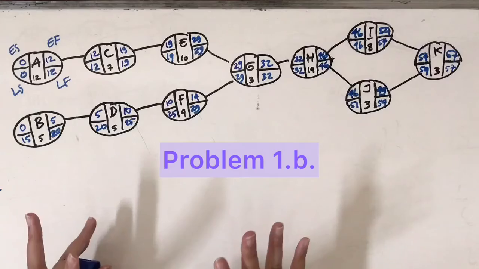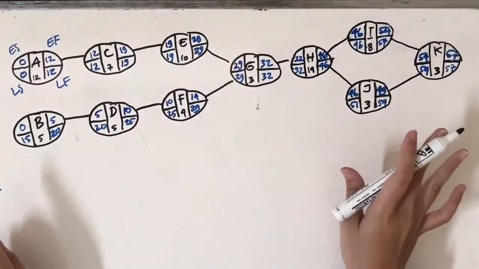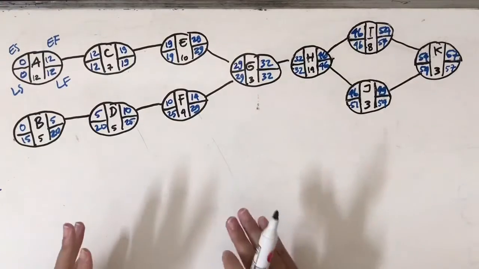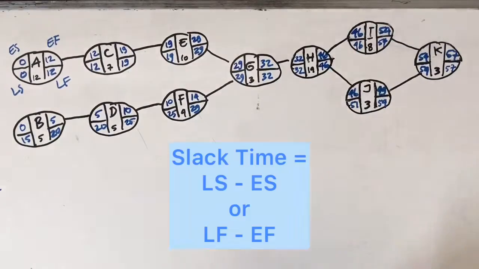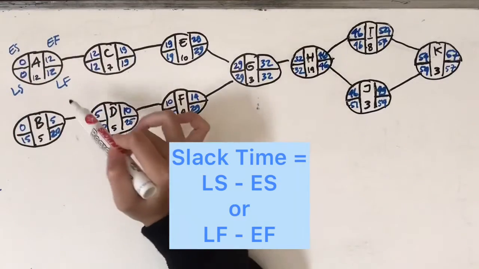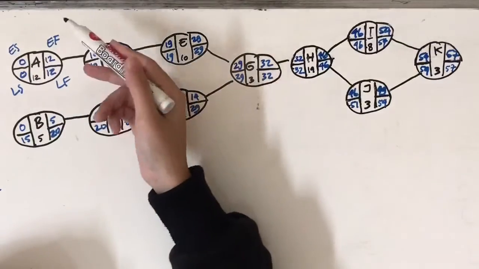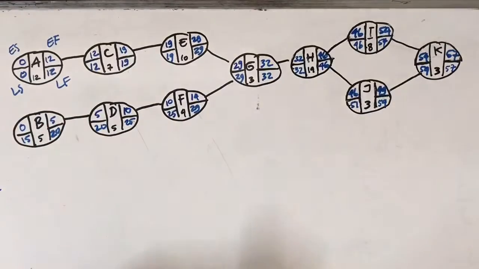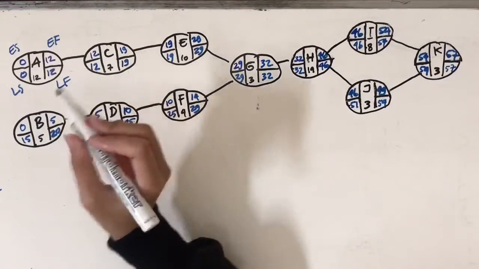Before we determine the critical path, we have to know the slack time first for each activity. Basically, slack time is the length of time an activity can be delayed without delaying the entire project. We can get it from the latest start minus earliest start, or latest finish minus earliest finish. So it's like start with start or finish with finish. For example, slack time for activity A, we could get it from 0 minus 0 or 12 minus 12.